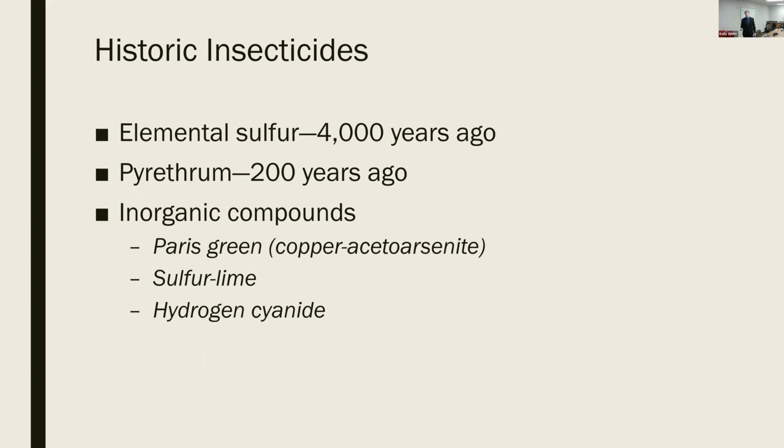Moving a little more recently, a variety of plant extracts were used, such as pyrethrum from poppies and nicotine from tobacco. This was utilized widely in Europe about 200 years ago and in the Americas as colonists began to move into this area. In more recent years, we see use of a number of inorganic compounds, including Paris green, first utilized for control of the Colorado potato beetle as it expanded across the United States, and additionally sulfur lime and hydrogen cyanide for insect control.